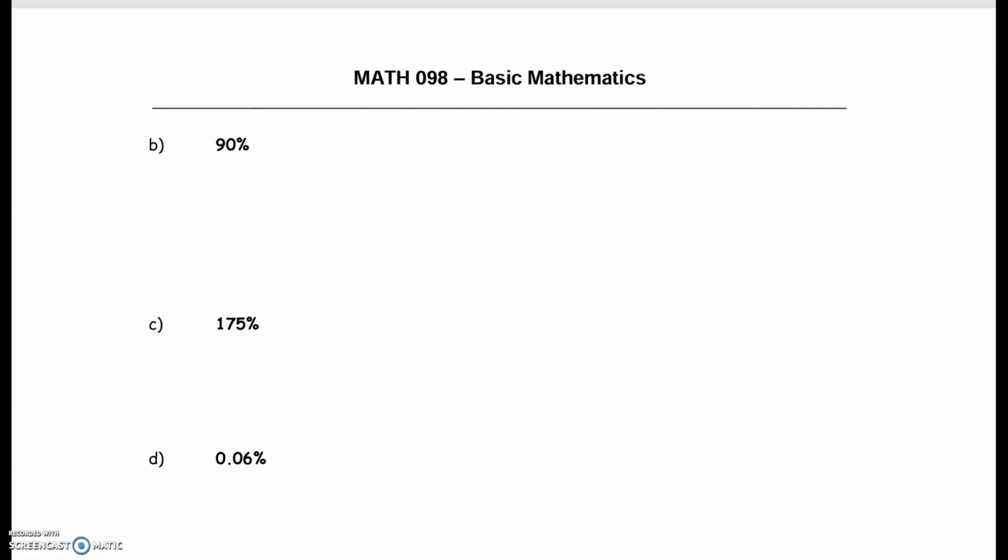90%. Just think about what percent means. What are we doing here again? We're changing a percent to a fraction. 90 per, so the word per is divided by 100. So this would be 9 over 10 when it's reduced to the lowest terms. 9 times 10 over 10 times 10. We cancel the tens and we get 9 over 10.